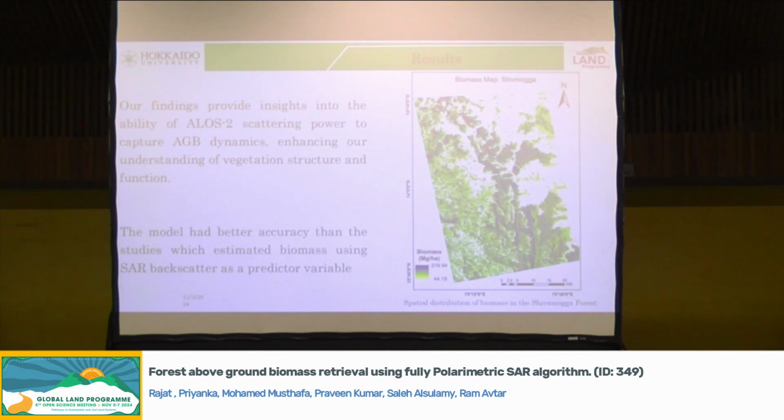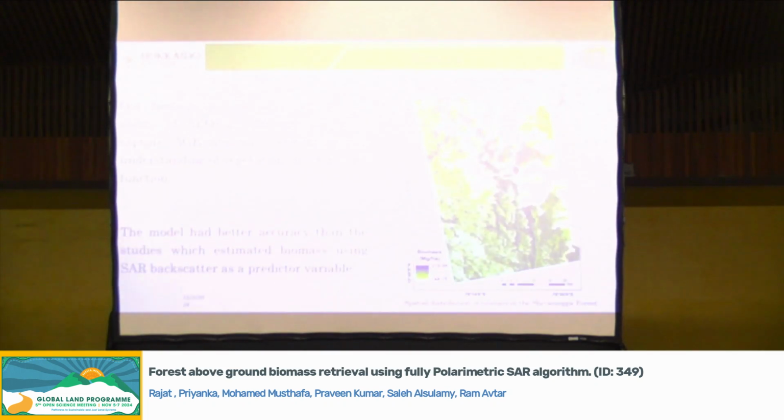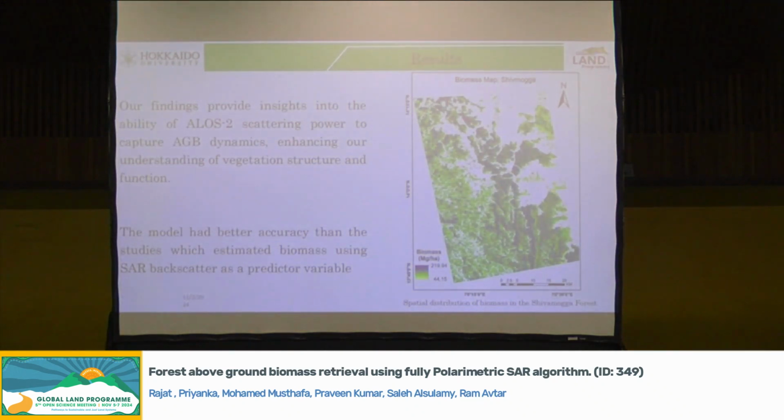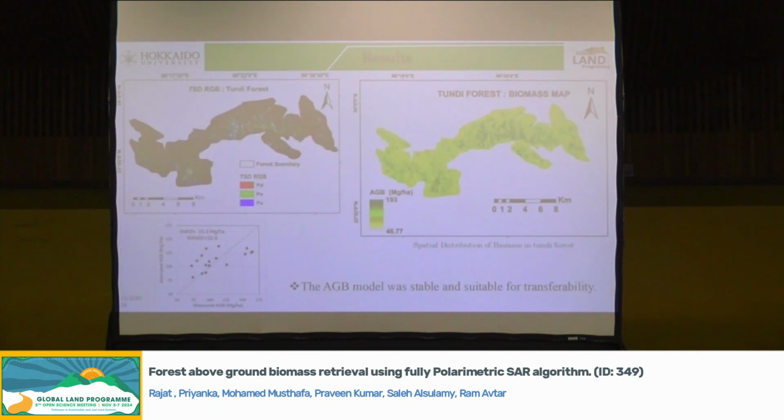And after that, to cross-validate this model, we tested it in another part of India. We developed our model in the southern part of India, and then we tested our model in the eastern part of India. So this forest is located in the eastern part of India. We trained our model based on the Shimoga forest data, and then we estimated the biomass in this eastern part of India.